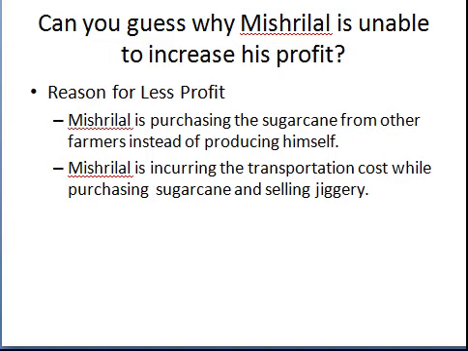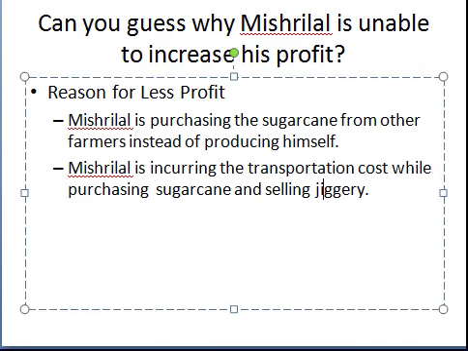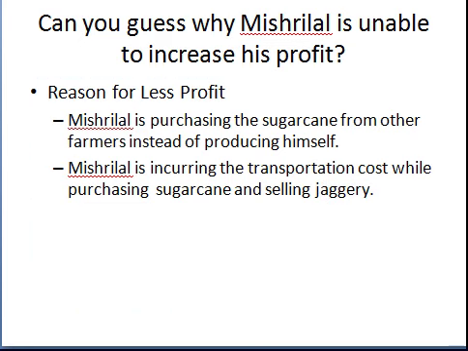The second reason he is getting less profit is that Mishrilal is incurring the transportation cost for purchasing the sugarcane from the farmers and also the transportation cost for selling the jaggery to Shahpur city. So these are the two extra costs he is incurring. First is purchasing the sugarcane from the farmers, and second is transportation cost.